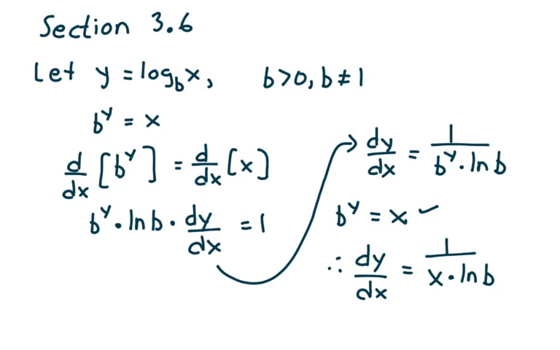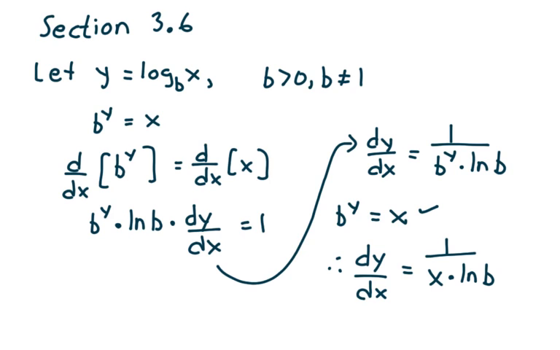This is a video from section 3.6. Let y equal log base b of x, where b is greater than 0 and b does not equal 1. And so what that says is b to the y equals x. Differentiate both sides with respect to x, so we get the derivative of b to the y with respect to x is the same as the derivative of x with respect to x.